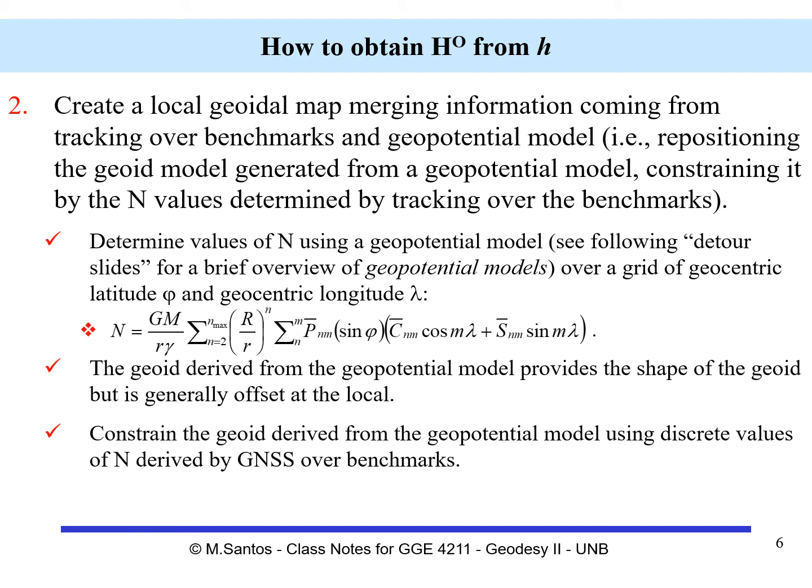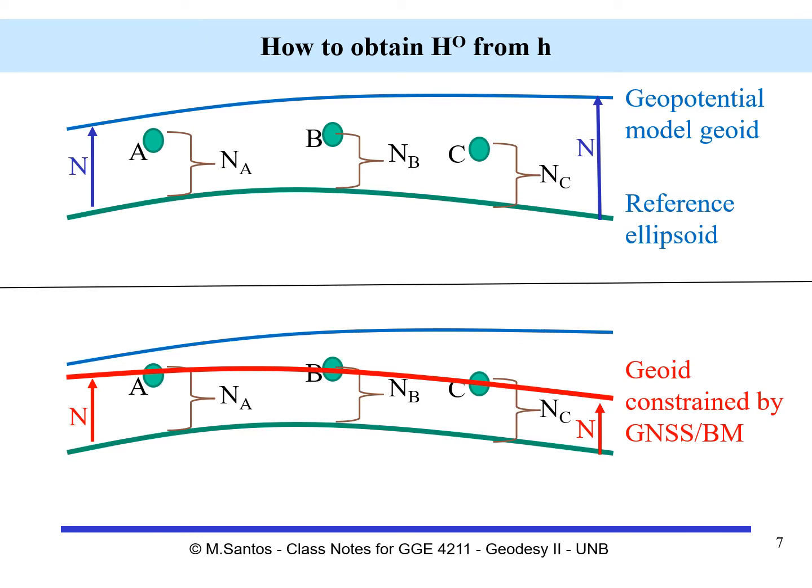So the geoid that we derive, the grid that we form, basically has a shape. But the problem is that these values of N derived from geopotential models generally are offset from the true geoid. So if we have benchmarks in the area, we can make GNSS observations on them. We derive geometric geoidal heights, and then we use them to constrain the grid. So that's what we are trying to show in this diagram.